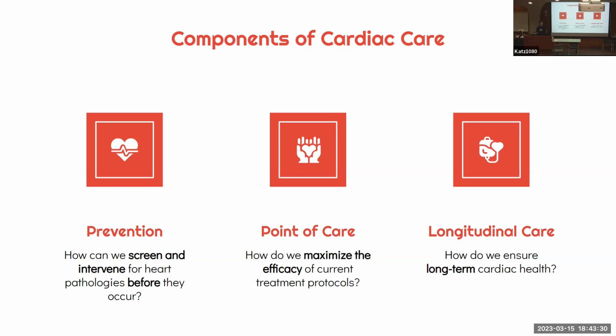But the second thing is inevitably when people do develop heart pathologies, there's things like genetics. There's obviously just like you can never get the chance to zero as we age. Environmental factors are going to lead to heart pathologies. What do we do at the point of care and how do we maximize sort of the trustworthiness and reliableness of our current treatment protocols?